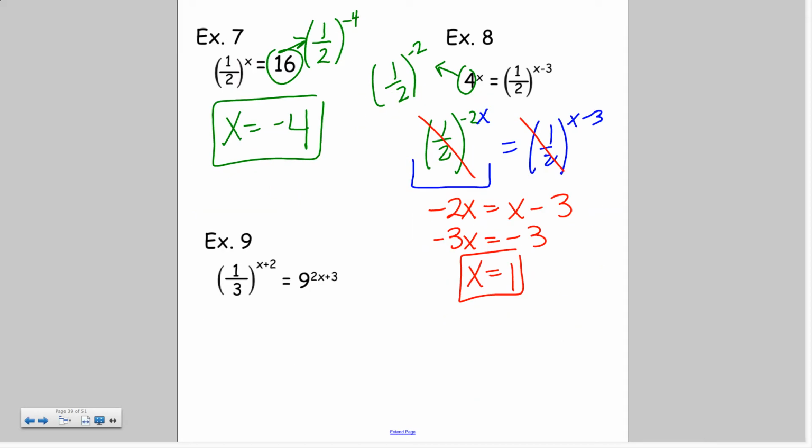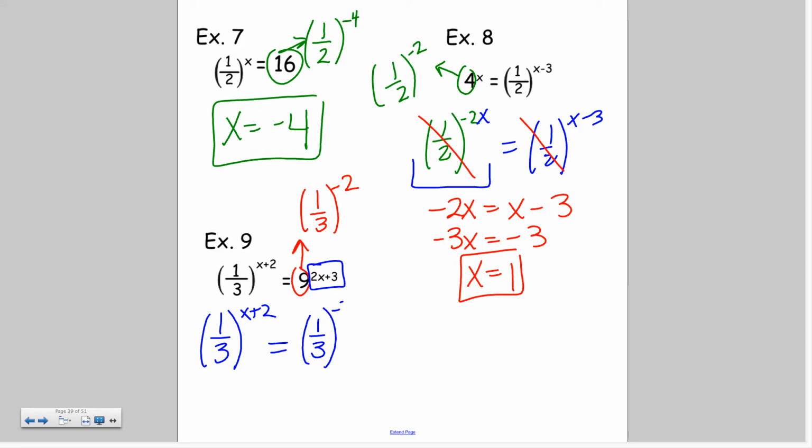Okay. Number 9. I've got 1/3 and I've got 9. I can make that 9 look like a 1/3 by raising it to the negative 2 power. Because that 9, all I've done with that 1/3 to the negative 2 power is rewrite 9. So I've still got this stuff to contend with. So let's see what we've got. We've got 1/3 to the x plus 2. We've got 1/3 to the negative 2 where we rewrote 9. And we've got 2x plus 3 hanging out.